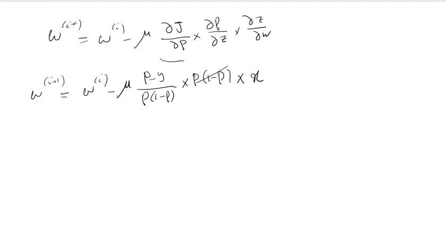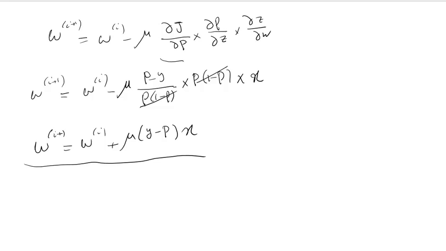We can remove this term from this, and finally we have the result. What happens? It's amazing. Can you believe it? It's like the LMS algorithm. I only have P here. P is after the linear model. I have to use sigmoid.